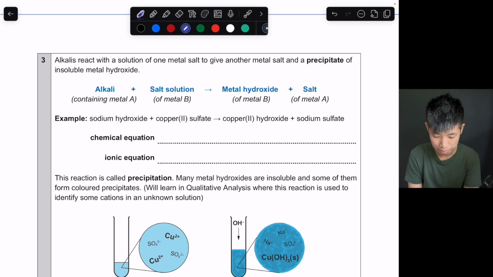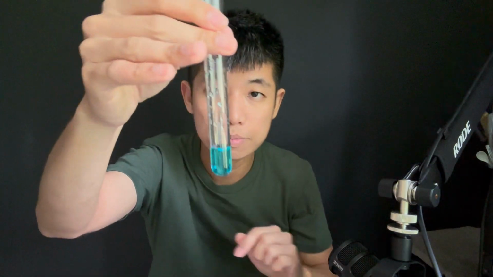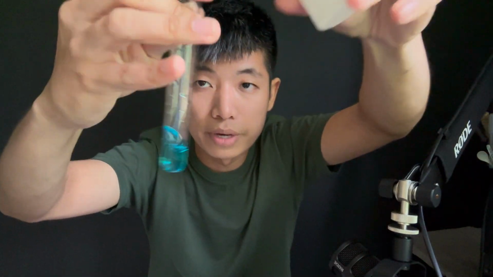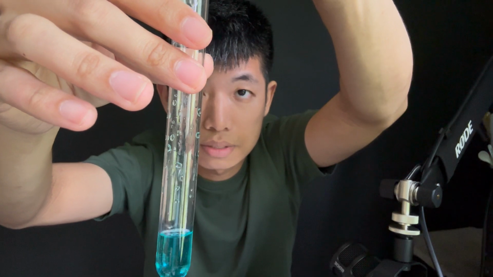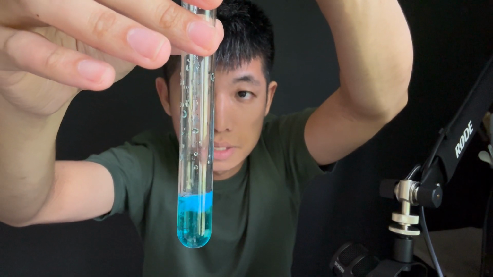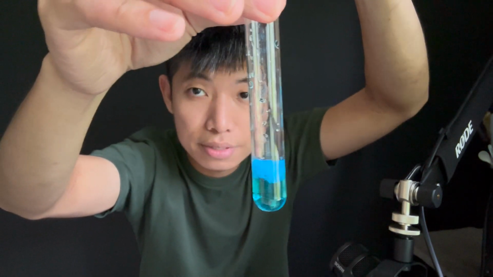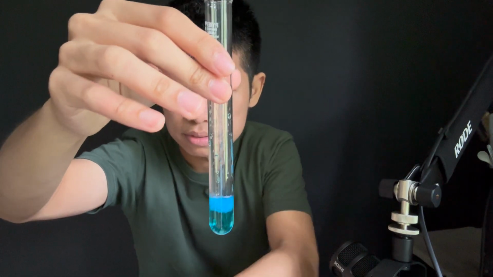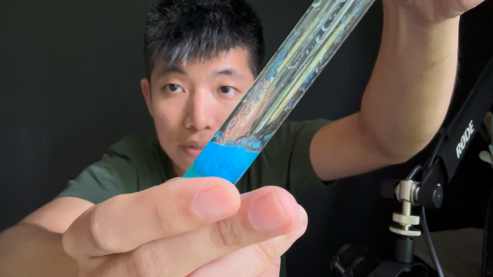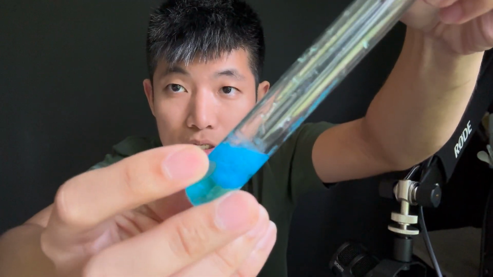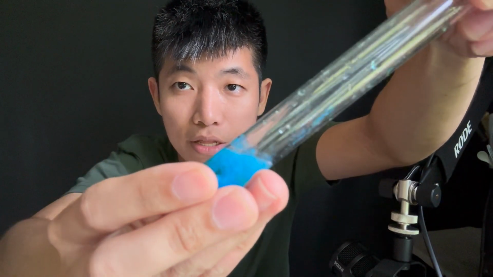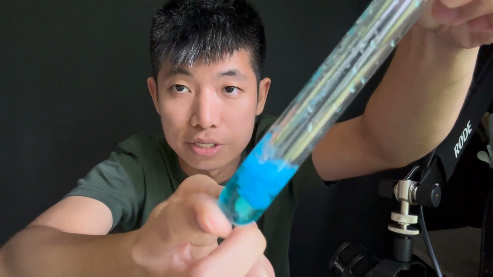Okay, so let me show you some examples. Maybe let's do the one over here. Let me get some copper 2 sulfate. Some copper 2 sulfate here. And we will add dropwise some sodium hydroxide. Okay, do you see some solid forming? Yeah. So over here, you can see on the sides, it's a solid precipitate of copper 2 hydroxide.